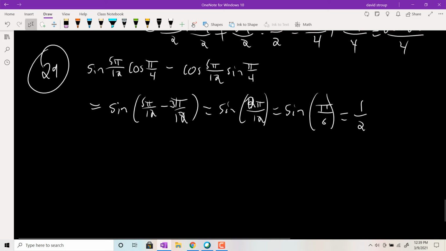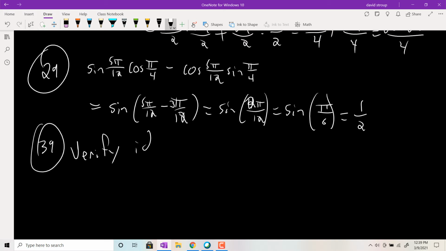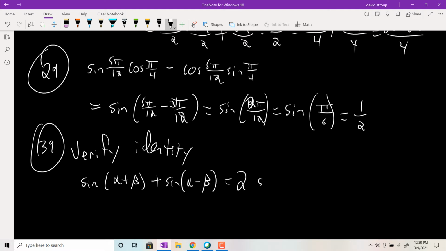Okay, 39, verifying the identity. So I'll probably give you one verifying here, and this will be kind of the last verify the identity. I'm not going to get carried away with the identities. Verify the identity. So here we have sine of alpha plus beta plus sine of alpha minus beta. And we want to show that's equal to 2 sine of alpha cosine beta.